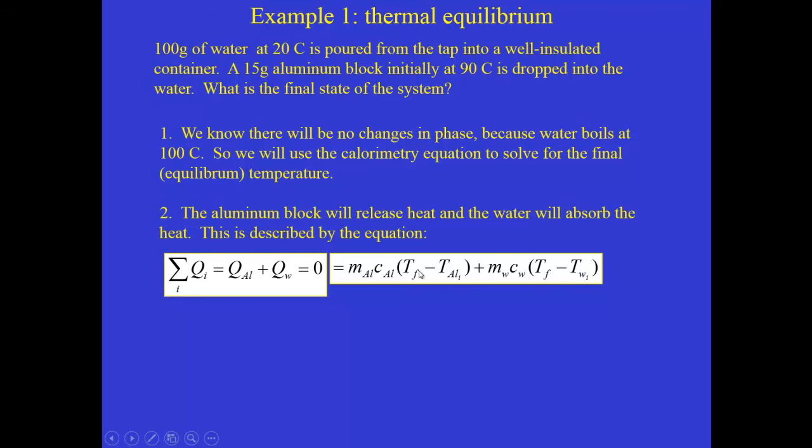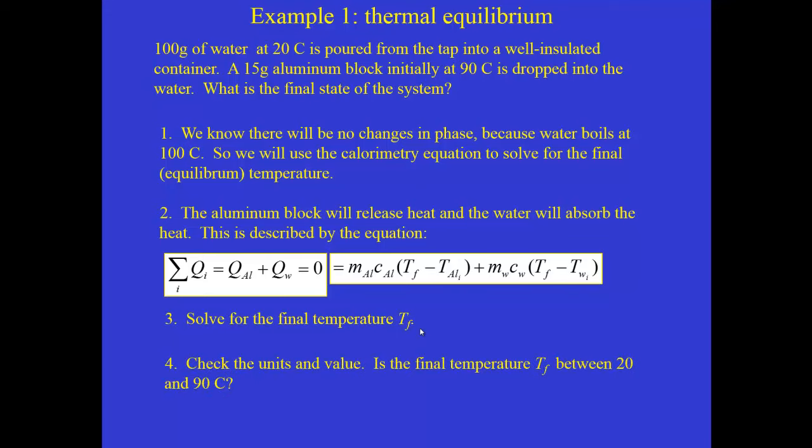And the two T final terms are the same, right? Because if we wait long enough and the aluminum and the water end up in thermal equilibrium, they will be at a common final temperature. So the sum of those two terms is equal to 0, and all we need to do is solve for the final temperature, TF, paying attention, of course, to the units that are involved. So that's a simple calorimetry problem.